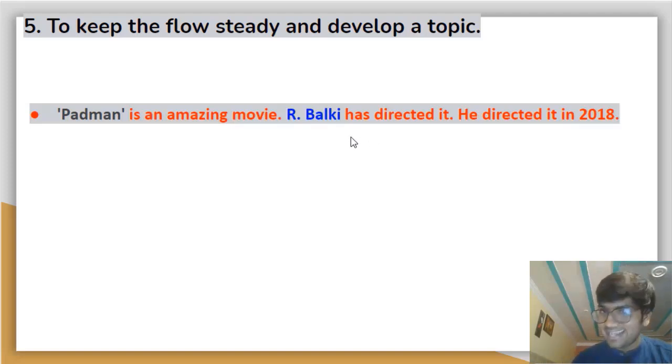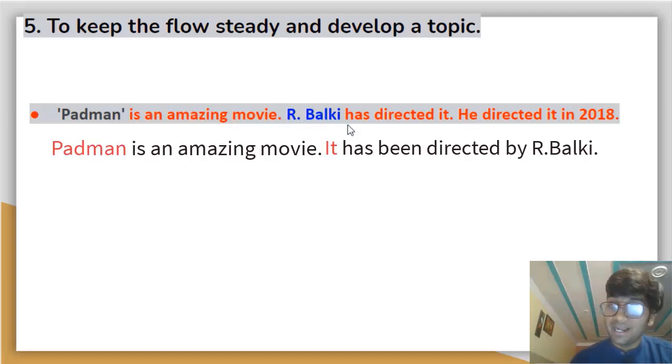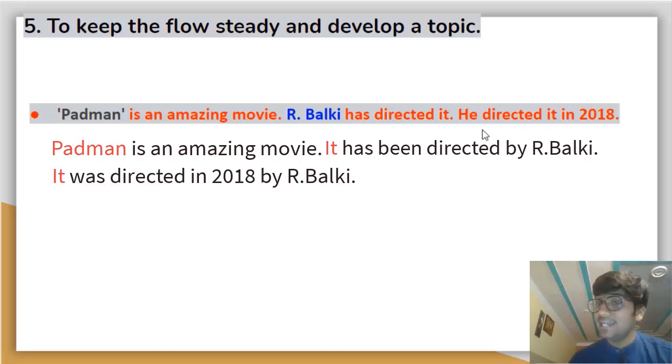All right. So we'll change these sentences in passive voice. Padman is an amazing movie. It has been directed by R. Balki. All right. We can talk about the person who did it. It was directed in 2018 by him. So now all these sentences are focusing on this movie Padman, and reading these sentences now feel better. All right. So these are the situations where we should use passive voice.